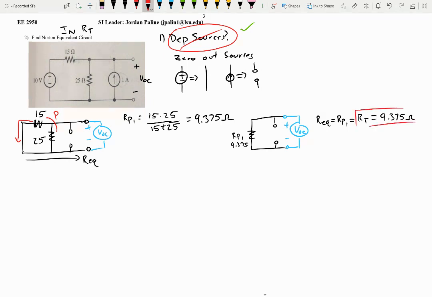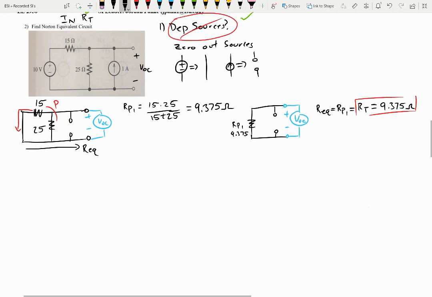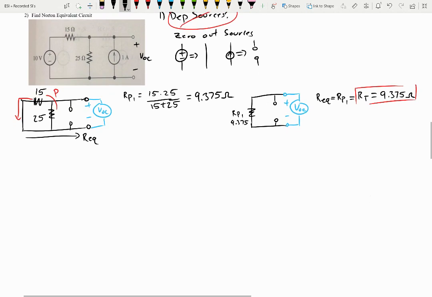Okay. So now that's one part. So we have R Thevenin. But now we need to jump back to the original circuit and use previous methods to solve for these other values that we need. So I'm going to scoot up just a bit.